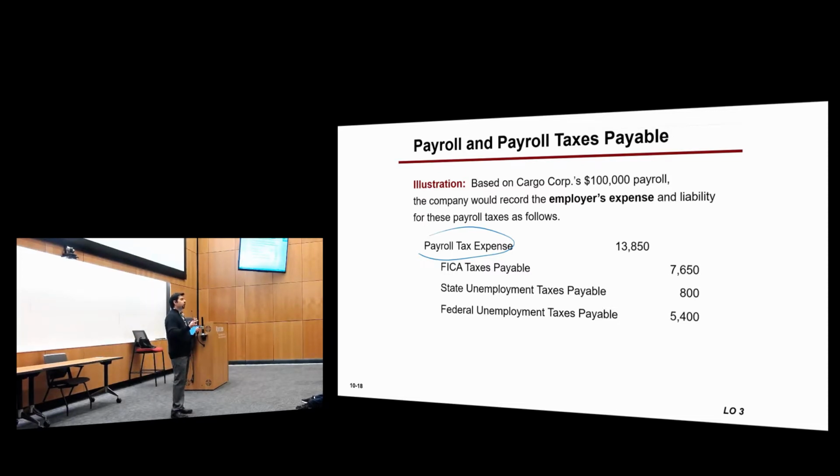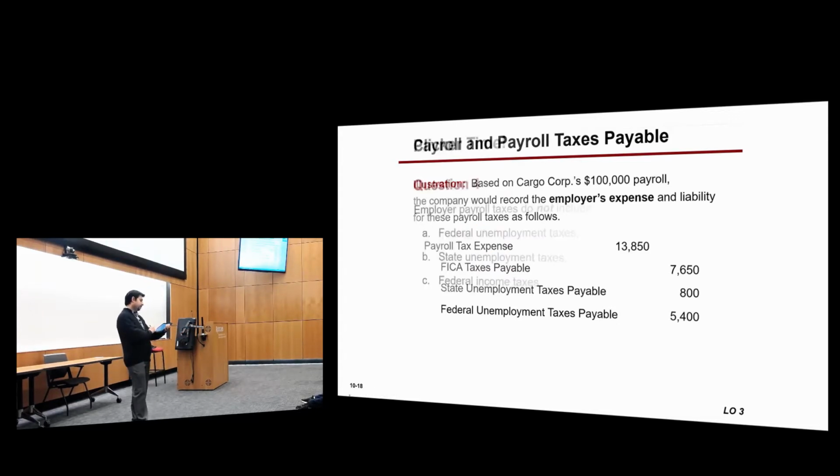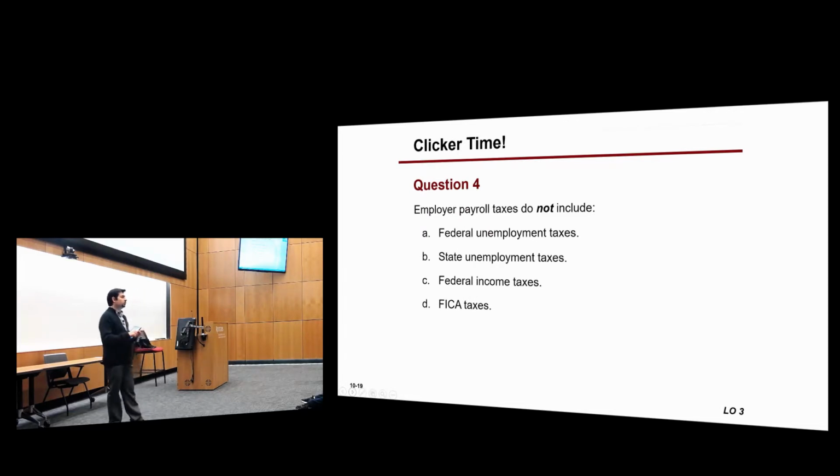We're not going to learn in this course how to calculate those amounts. Here, what you need to understand is that the company will be contributing to Social Security, that's FICA taxes payable, and they will also be contributing to unemployment, basically state unemployment and federal unemployment. That's all I need you to know about this.